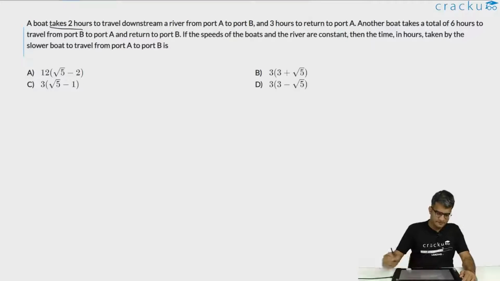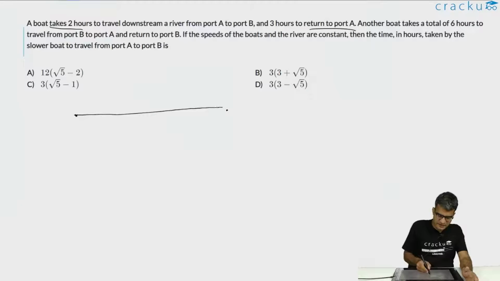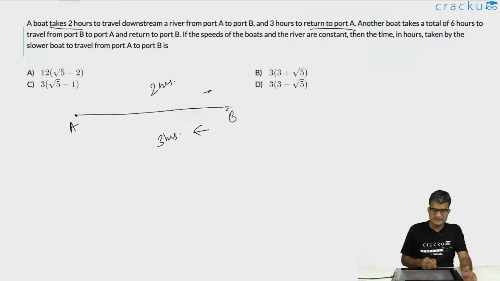In this question, we are told that there is a boat which takes 2 hours to travel downstream from port A to port B, and it takes 3 hours to return to port A. So let us assume that this is A, this is B. It takes 2 hours to go downstream, and it takes 3 hours to come upstream. Let us assume that the distance between A and B is D. Let the speed of this boat be equal to X, and let the speed of the water be equal to Y. So now we have 2 equations.